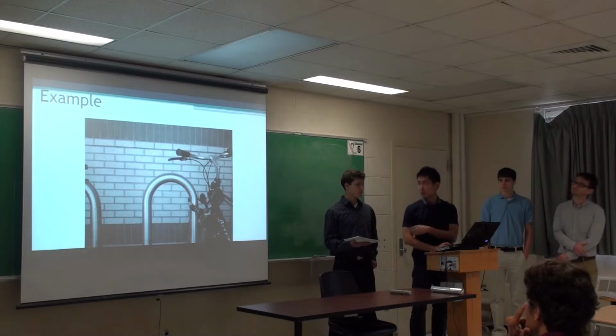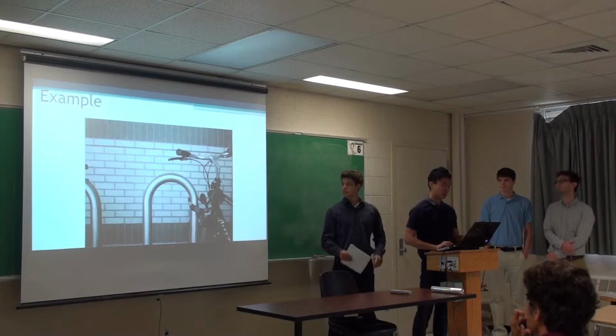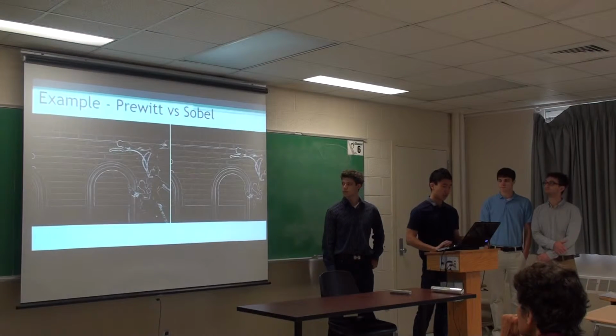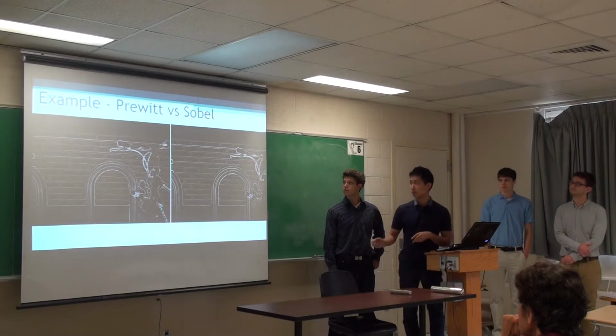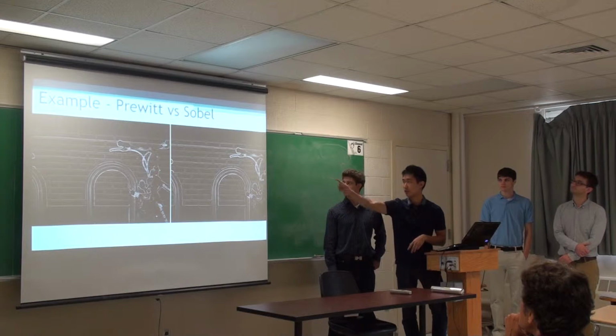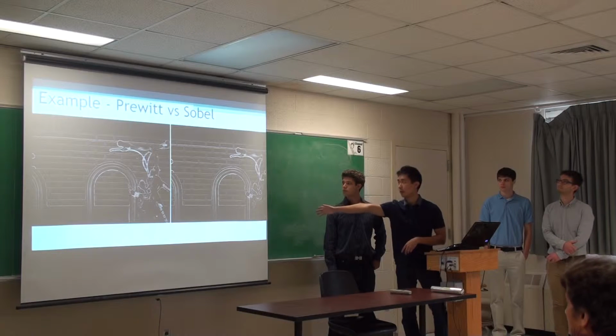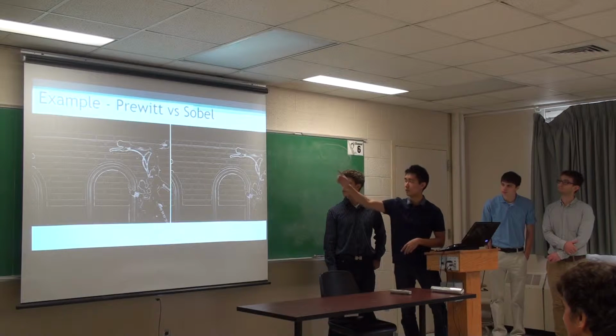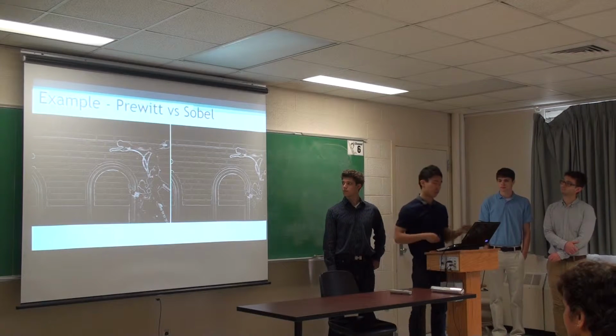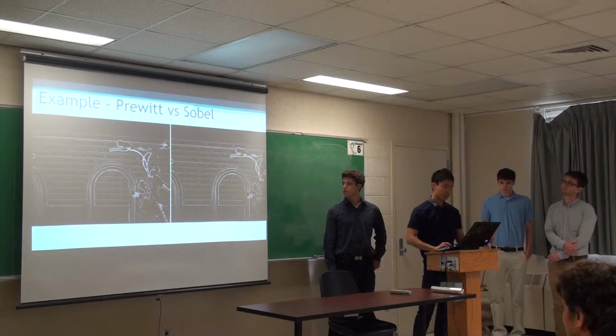So pretty much what this all means, we'll just take a look at the example picture. Here's the original image, and when you apply the filters, it traces the edges. They're very similar, but the right side is Sobel. It's a little bit better. It has finer details because it has smoothing features.